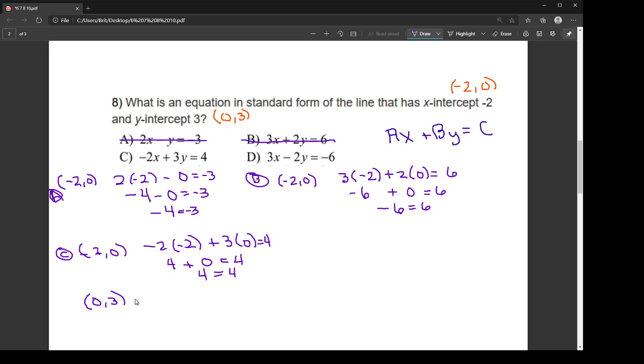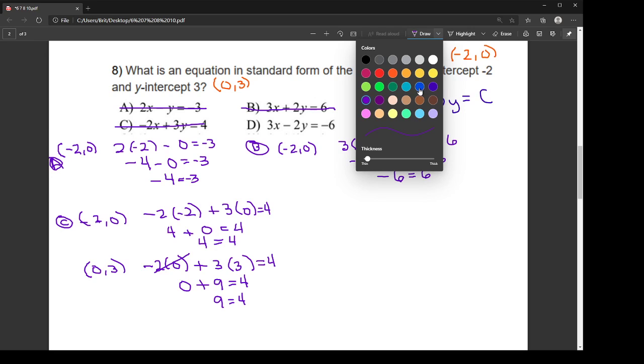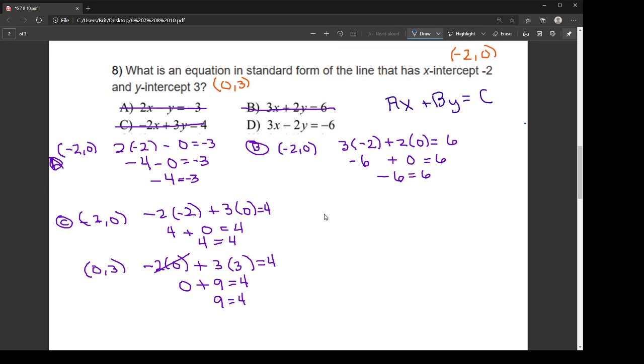So now I'm going to do it again, but I'm going to do it with 0, 3. So I have -2 times 0 plus 3 times 3 is equal to 4. So here that cancels out, leaving me with 0 plus 9 equals 4. So 9 does not equal 4, so C is not our option either. So that leaves us with option D. And I'm going to show you guys what it would look like if we just did the arithmetic. But from elimination, we have just gotten to D.